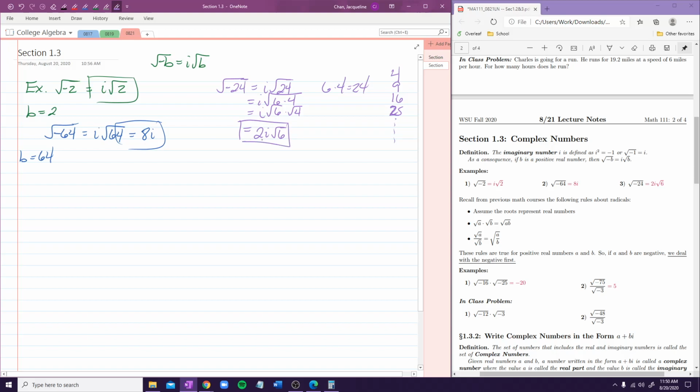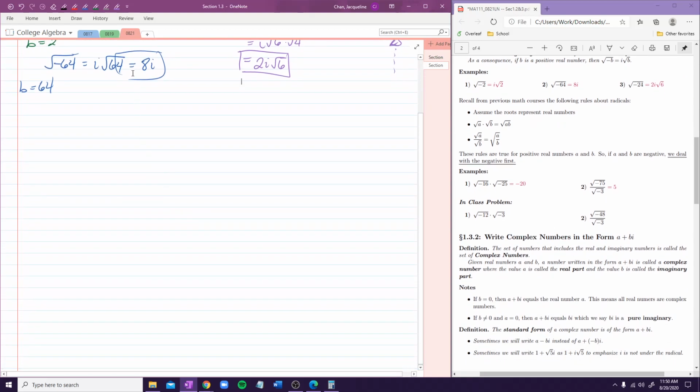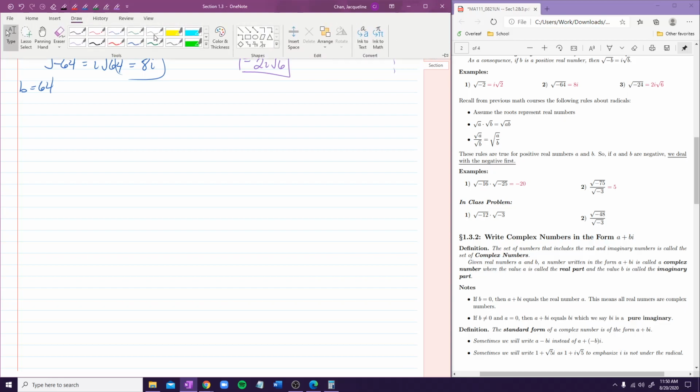Alright? So, I already talked about the multiplication square root property, so let's talk about the division one. The division one is the square root of a divided by the square root of b. That is equal to the square root of a divided by b. And again, it also goes the other way. So the square root of a over b is equal to the square root of a over square root of b. Right? The rules are true for positive real numbers a and b, so if a and b are negative, we deal with the negatives first. So what does that mean? Let's look at the following examples.